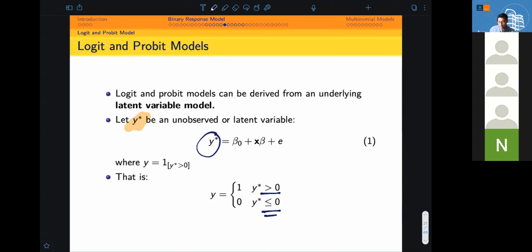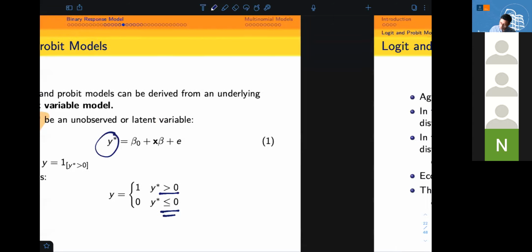Now, economists like to use the latent variable model because it's going to tie quite nicely with the probit model. And we also like to use a normal distribution assumption.